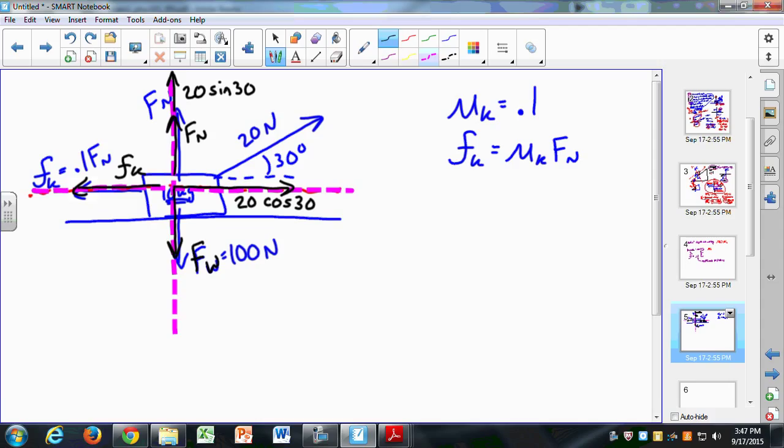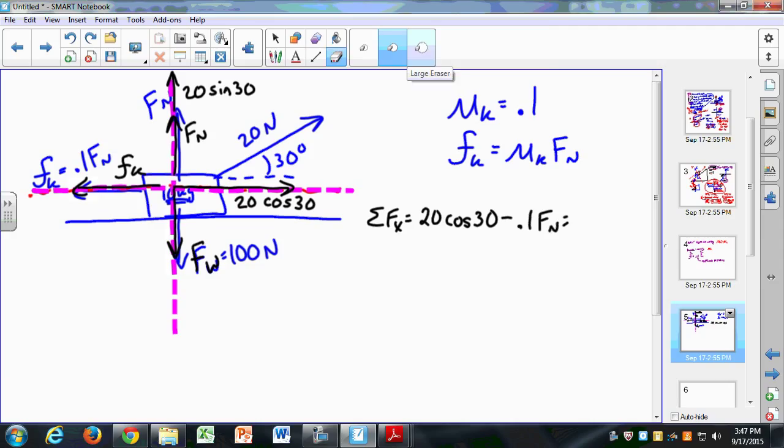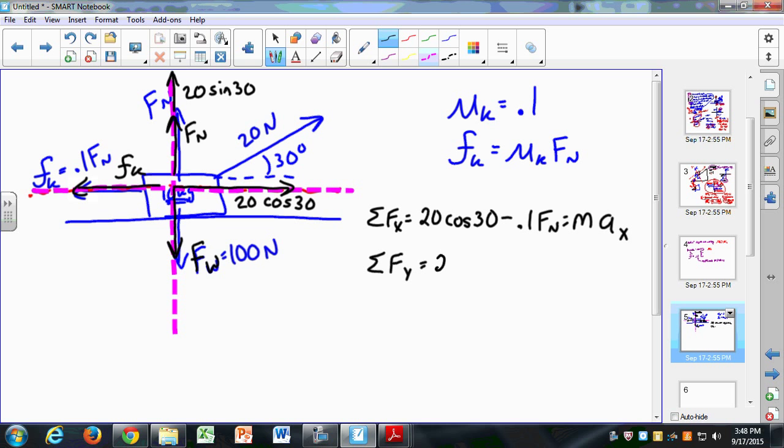Okay, now I'm going to write the sum of the forces in the x direction. Let's see, that's going to be 20 cosine of 30 minus Fk, which is 0.1 times the normal force. That's equal to, excuse me, mass times acceleration in the x direction. And then I can also do the sum of the forces in the y direction. It's 20 sine of 30 plus Fn minus Fw equals 0.